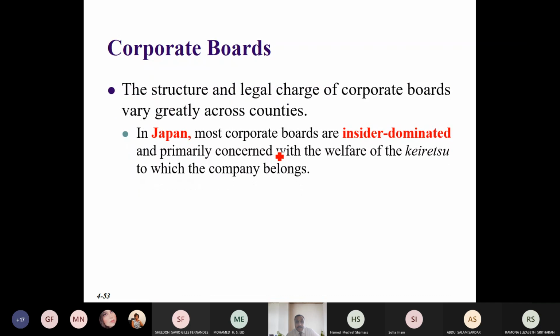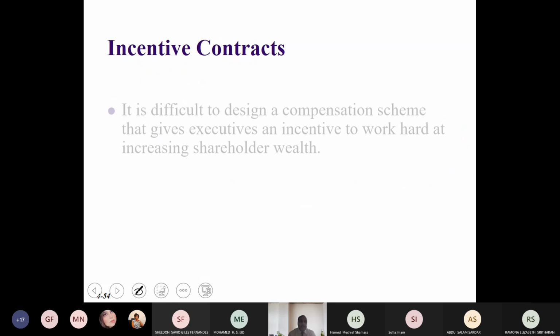In Japan, most corporate boards are insiders. Most of the board of directors are insiders, who are the employees of the company. He's a board of director, but he's also an employee and he's taking a fixed full salary. So in Japan, most of the companies have a board where the board of directors are insiders. And they are concerned about the welfare of the company, of course.